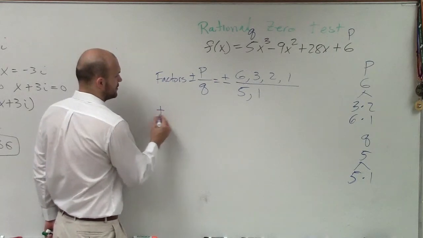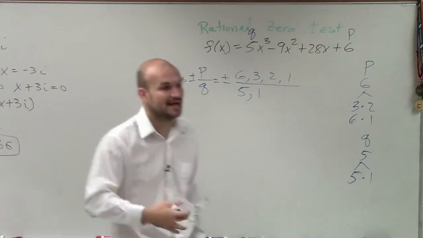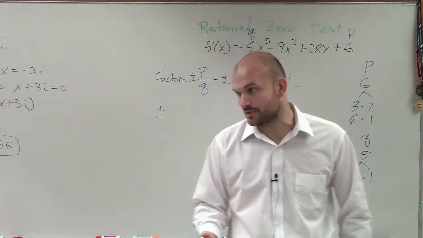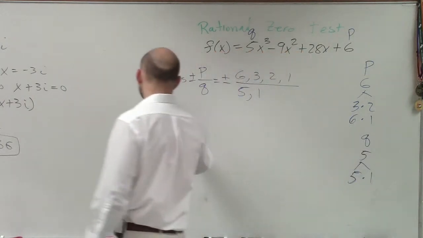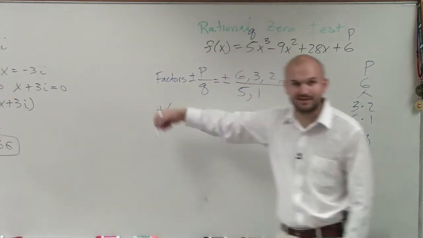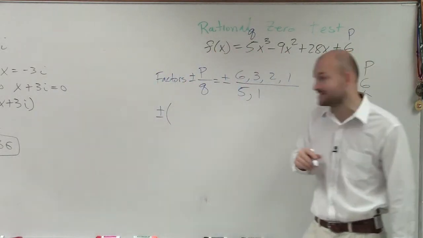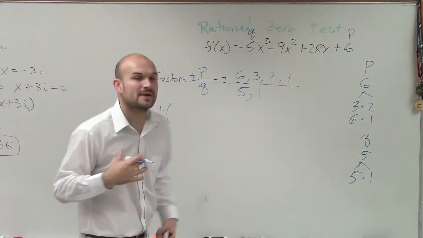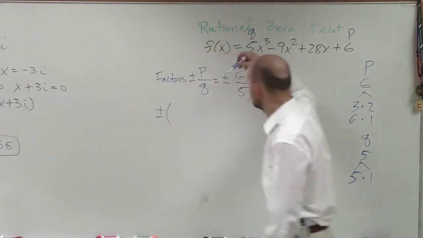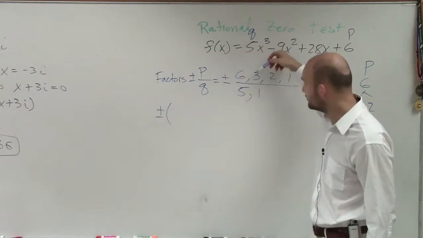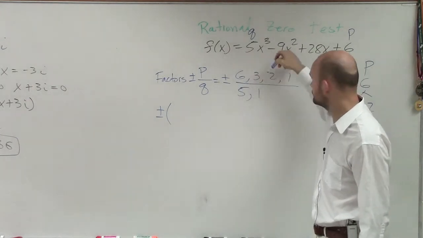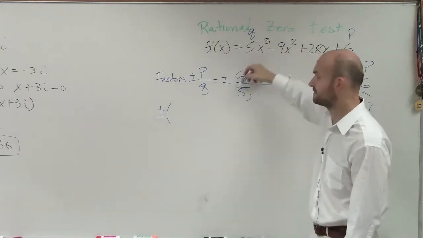So a couple ways you can do this. You can write plus or minus for every single rational zero you want. Or if you just want to write plus or minus and then put parentheses, meaning it's going to be plus or minus everything, that's OK as well. So now I just write out all the possible fractions. So I could do 6 over 5, 6 over 1. 3 over 5, 3 over 1. 2 over 5, 2 over 1. 1 over 5, 1 over 1.